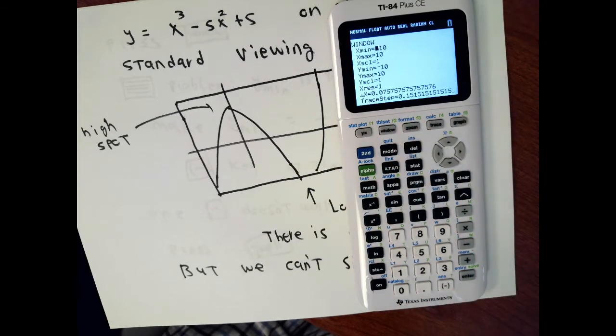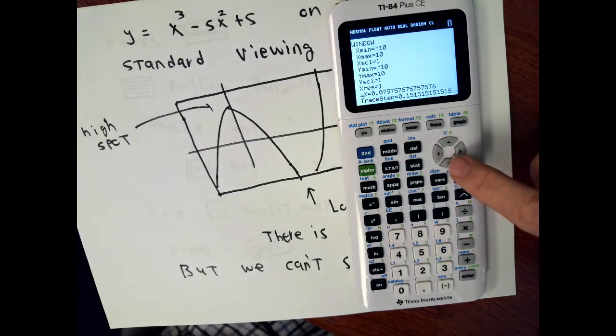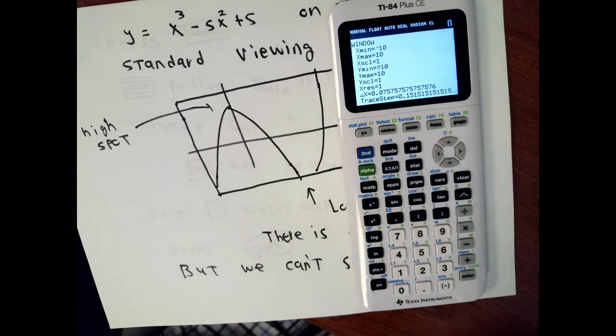Press the window button. Right now, we're on the standard viewing window. X min, the smallest x, is -10. X max is +10. The smallest y number is -10. The biggest y number is +10. I'm good with all of those numbers except for the smallest y number. I want it to be more negative than it is. I want it to be smaller. So I'm just guessing. I'm going to make it -15.